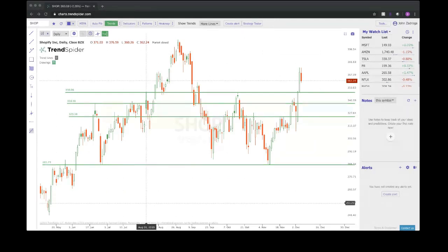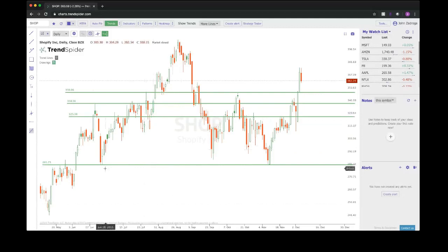From Jackson Cook: how do you identify if SHOP is going to drop on that double bottom instead of coming back up? All right, so you don't know, right? It's all based on probability. But it's worth a shot, right?